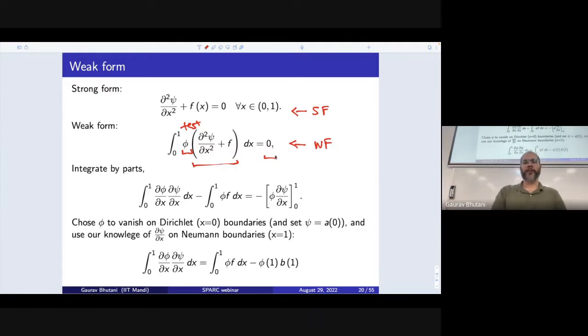And remember also the fact that we are solving for psi. So this is unknown. And this phi function that is chosen by us is a known test function. We call it test because we can test different functions here. So phi is known, whereas psi is the unknown.